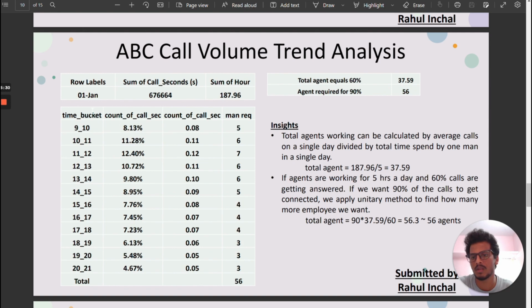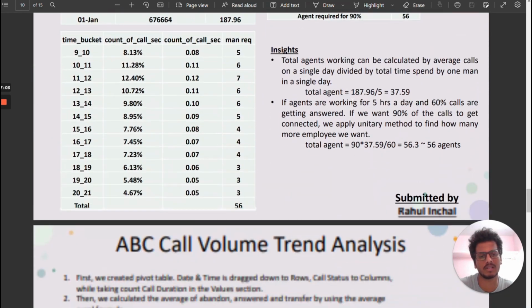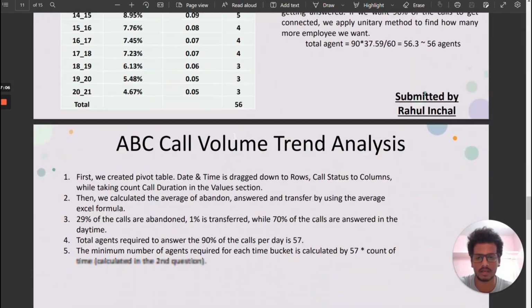Now this is the table, guys. Okay, this is the time bucket, this is the count of call seconds. Now this is in percentage, I have taken it into the point value. Now the men required for the 9 to 10 a.m. slot, I required 5 more men to convert that 60% to 90%. And similarly in the 10 to 11 time bucket, I need 6 more people, and in 11 to 12 I need 7 more people, and similarly it goes on. Fine, I hope you guys have understood this calculation. This is a simple calculation which you can consider.